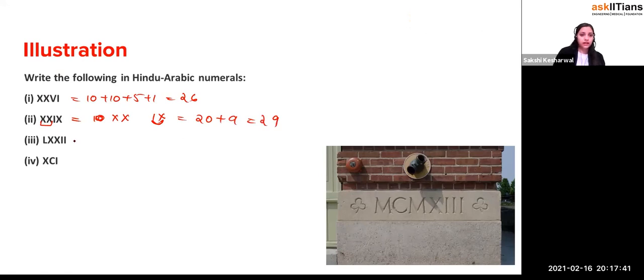Now it says LXXII, so everything is going on like this. Over here this is 50 plus 20 plus 2, which is equal to 72, right? Now the next is XCI. Now this is a smaller number, this is greater, and this is smaller.